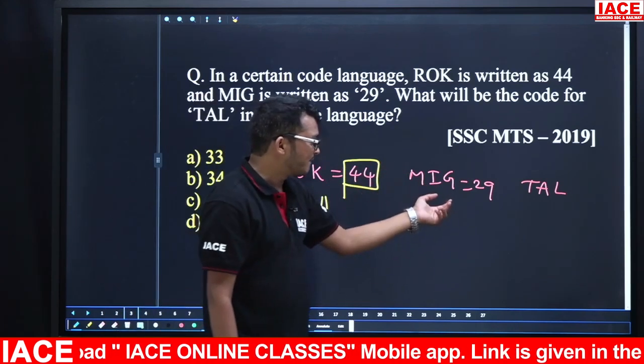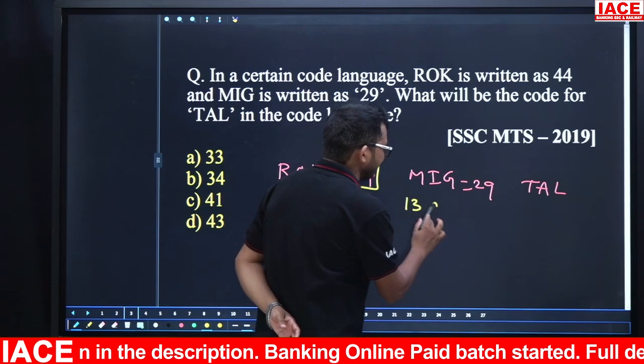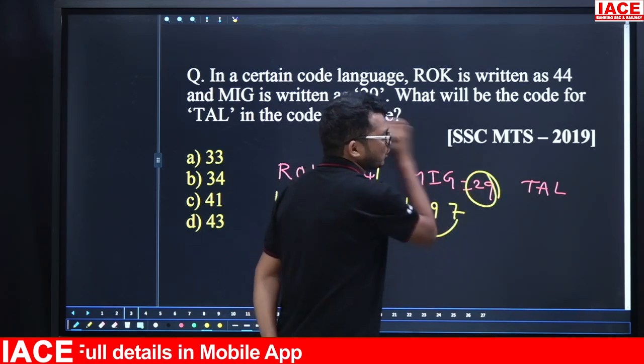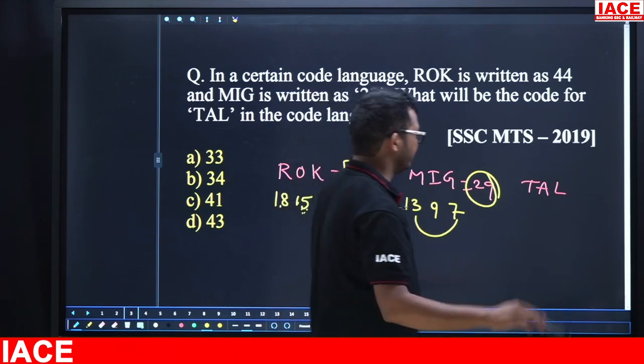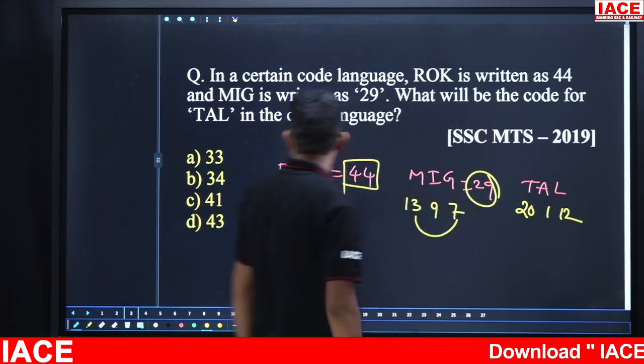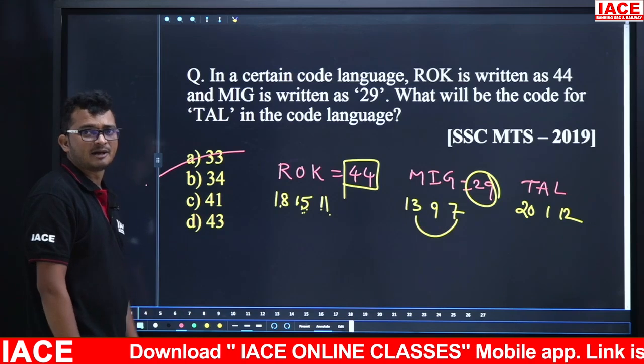Let us check whether this logic is applicable for the other one also. M face value is 13, I face value is 9, G is 7. So 13 plus 7 is 20, 20 plus 9 is 29. In the same manner TAL: 20, 1, 12. Total is what? 33. So 33 means your answer is option A. So for this question the answer is option A.